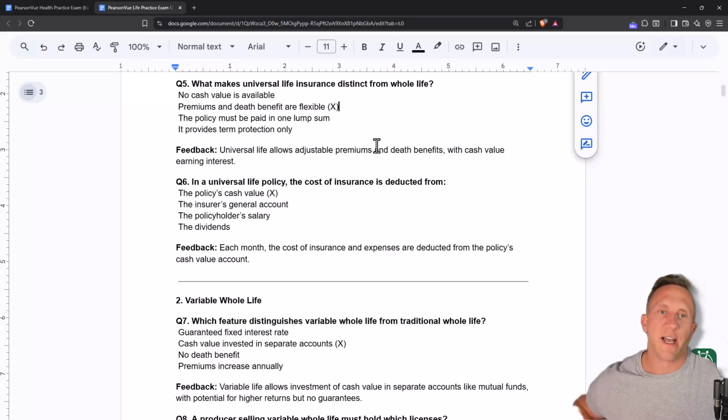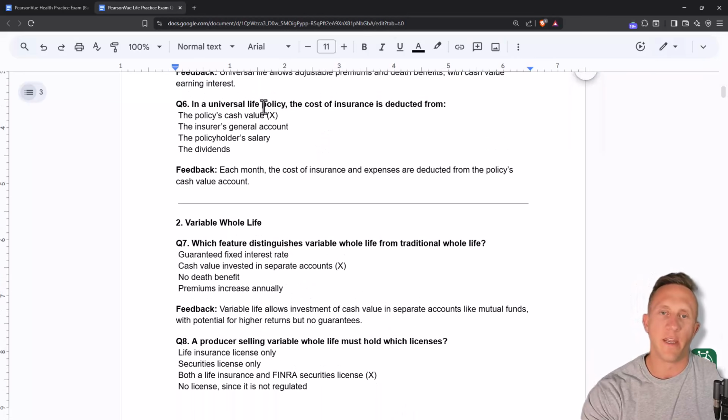So no cash value is available. Well, universal life and whole life both have cash value. This is conceptual, right? You can really only know this from knowing the concepts. Premiums and death benefit are flexible. So that is true. This comes from knowing that whole life has fixed premiums, like we covered before, and universal life has flexible premiums. The policy must be paid in one lump sum. That's not true. And it provides term protection only. So that is not true as well.